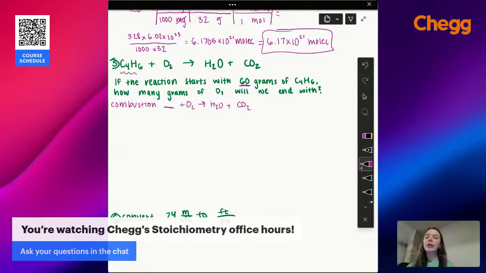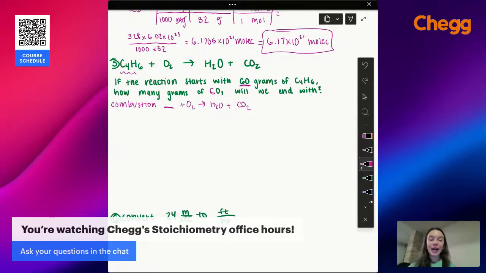All right, so we are told that we start with 60 grams of C4H6, which is this right here. And we want to know how many grams of oxygen are we going to end with. I think this is supposed to be carbon dioxide. I think I wrote it wrong. So we're going to want to know how many grams of carbon dioxide we will end with.